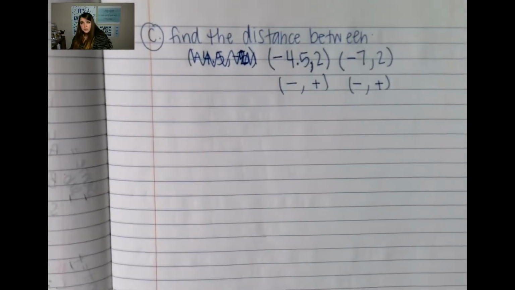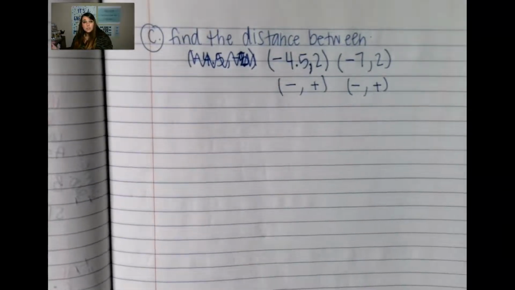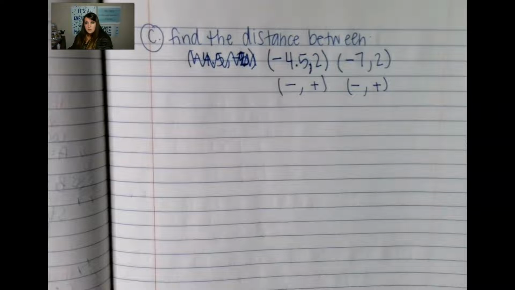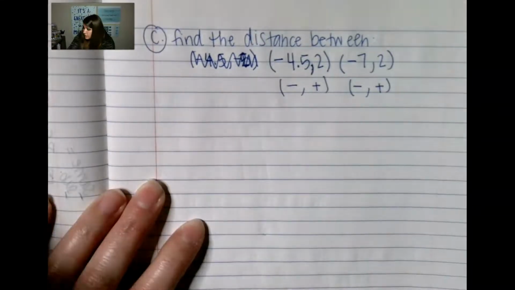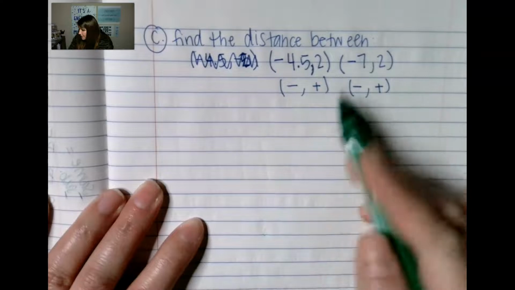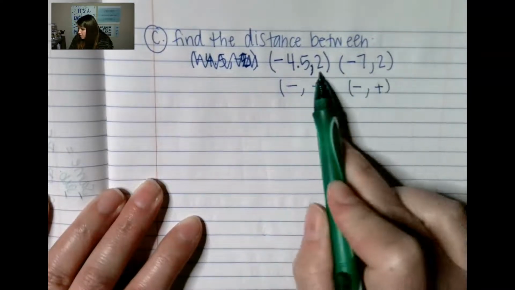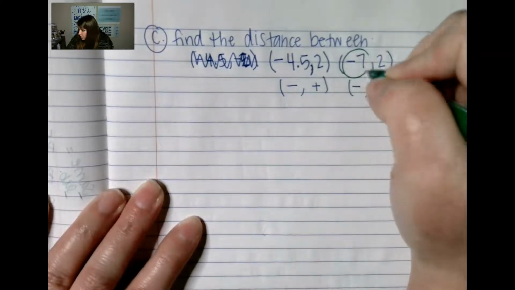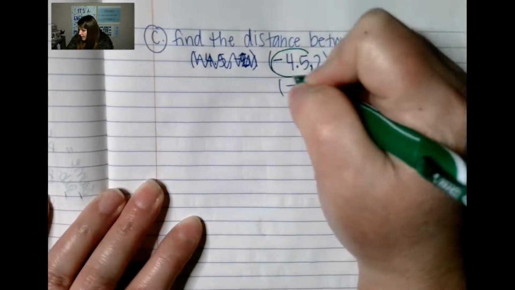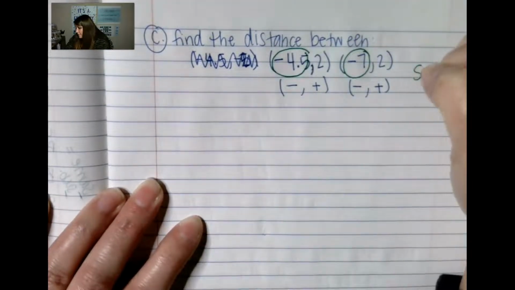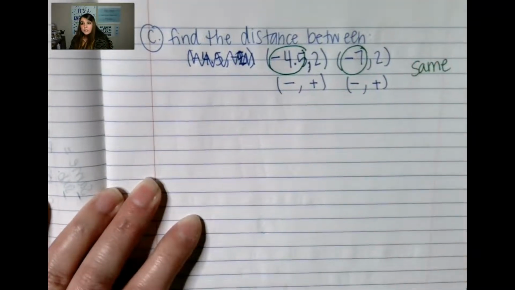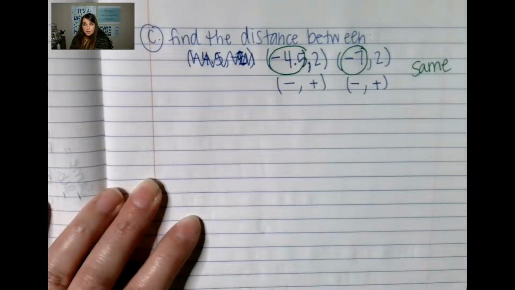Okay, so here we could graph it, or we can just look at how to solve it without graphing. And I think I'll do that for this one, just so you can see how to do that. So our first step was to determine which one is different. The 2 is the same. So we're going to look at the negative 7 and the negative 4.5. These are in the same quadrant. So that means we're going to be subtracting the smaller from the bigger.